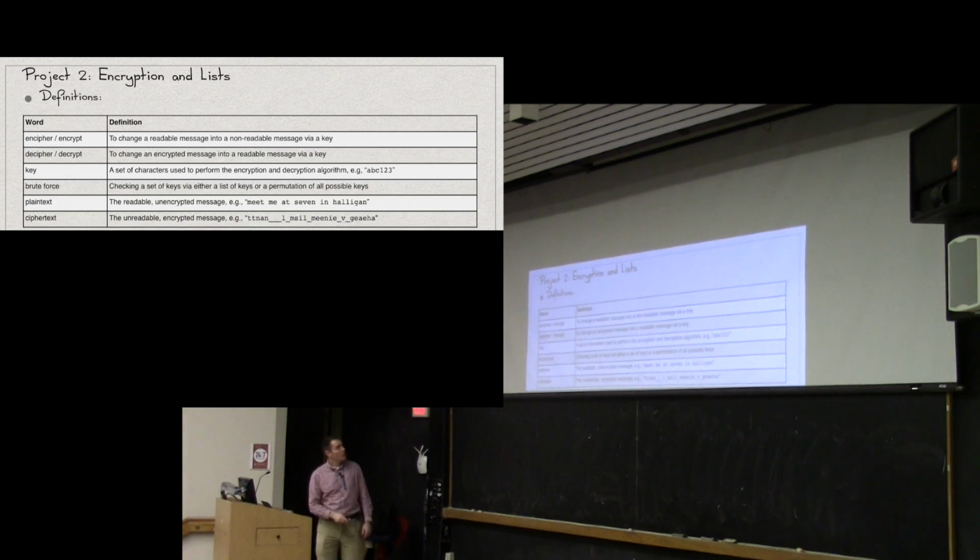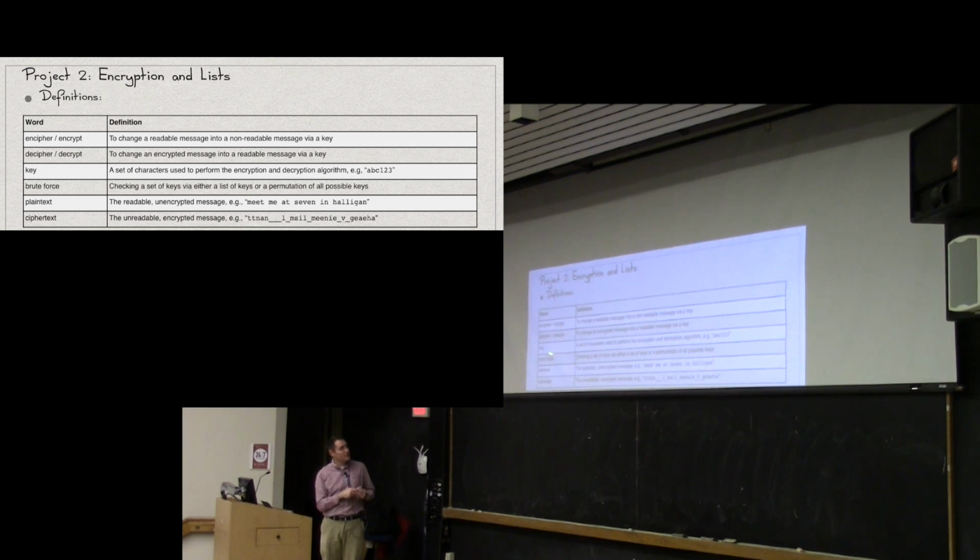Okay. You've got a bunch of definitions. Okay, they're in your handout. You should kind of know these. They're not hard. To encrypt or encipher is to change a readable message into an unreadable message with a key. To decrypt or decipher is to go back and change it back into readable text.